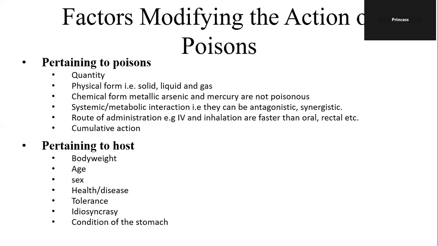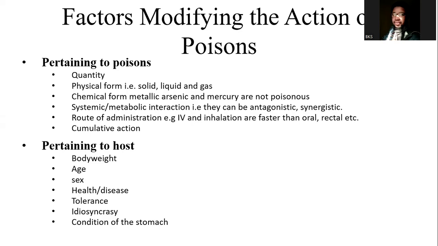So we go to factors affecting poisoning. What are those factors that affect poisoning? Please pardon me because my data is going down, so I have to be fast. We have two classes of factors: factors that have to do with the poison itself and factors that have to do with the host individual, the condition of the person that took the poison. First of all, quantity. We've explained the dose response relationship: the higher the dose, the higher the response.